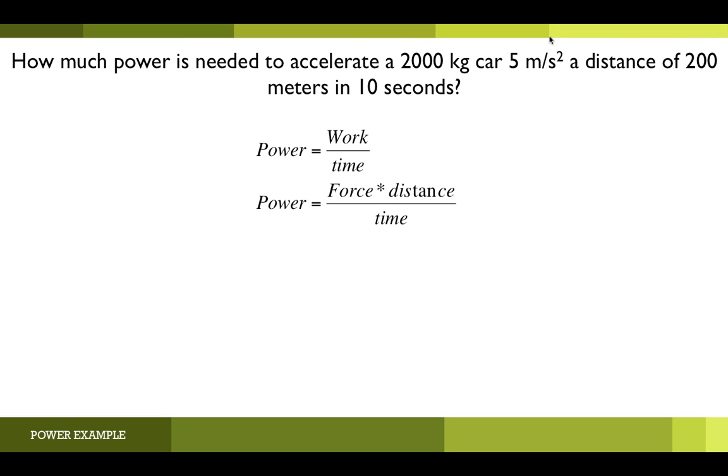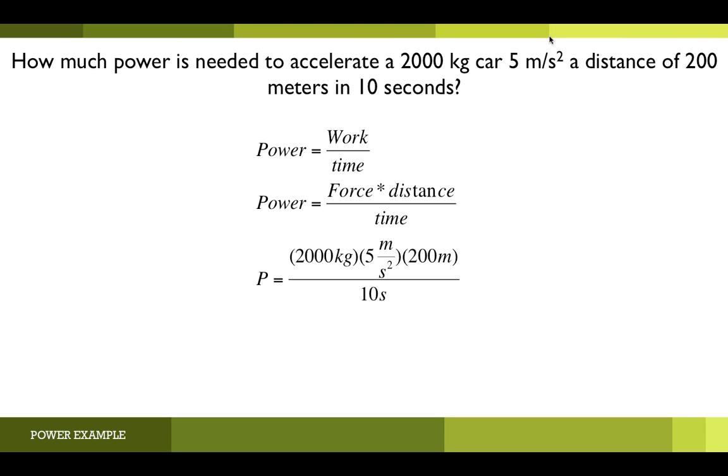Looking at the equation, what the problem gives us again, we have a distance of 200, but we don't have a force. We're going to have to find another equation because all we have is a mass and an acceleration. But at this time, you're probably quite familiar with the idea that force equals mass times acceleration. So we can replace force with mass times acceleration.